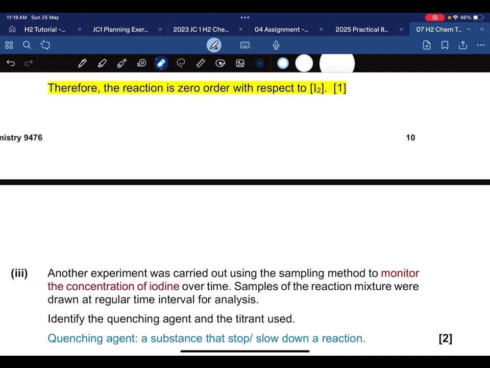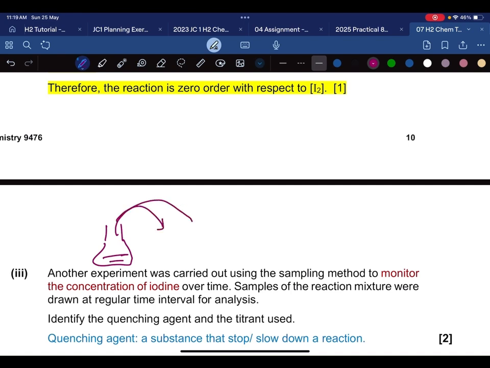In the last part here, we are looking at another way to monitor the concentration of iodine over time, which is to use the sampling method. In the sampling method, you have a large reaction mixture. Then you will have to draw out samples at regular time intervals.